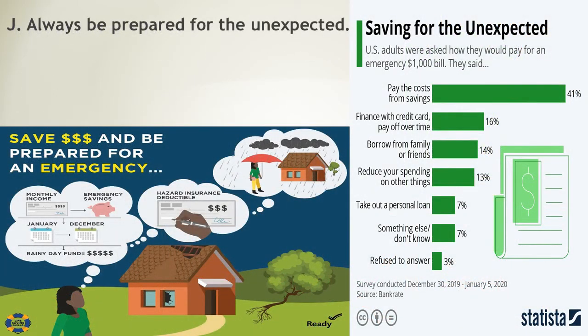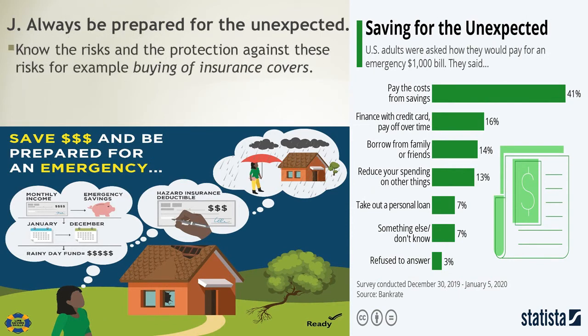The last one is always be prepared for the unexpected. Know the risk and the protection against this risk. For example, buying insurance cover. So you know what you're buying. For example, if you're buying a house, you should have insurance to cover the house.